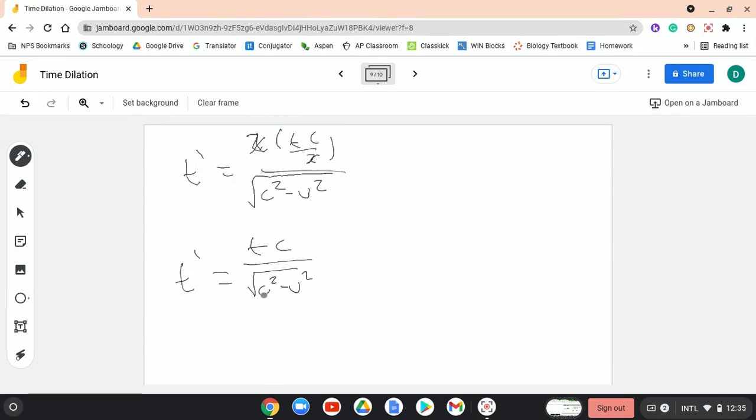So we have a c up top and we have a c on the bottom, and we want to find a way we can manipulate it algebraically to get some cancellation here. So I'm going to rewrite the bottom as this. The square root of c squared minus v squared is the square root of c squared times 1 minus v squared over c squared, because when you distribute the c squared, you'll get the same thing we have over here. The square root of a product is equal to the product of their square roots. So this is equal to the square root of c squared times the square root of 1 minus v squared over c squared.